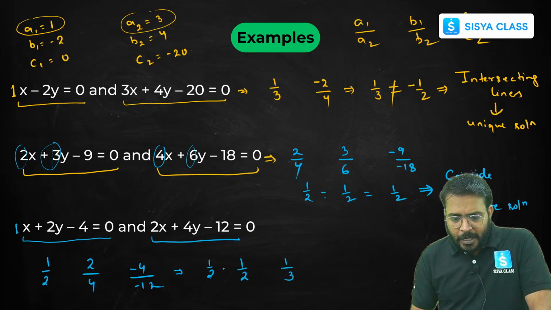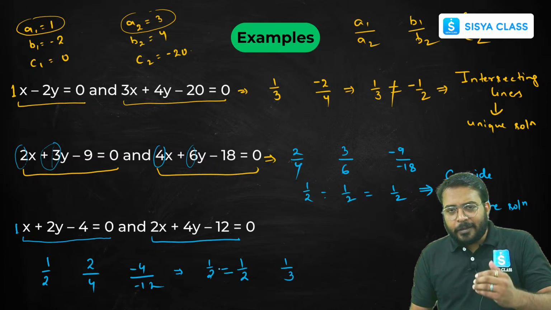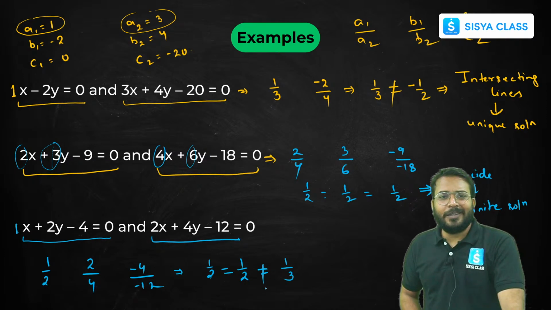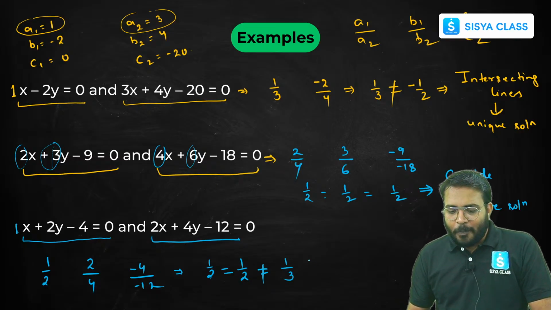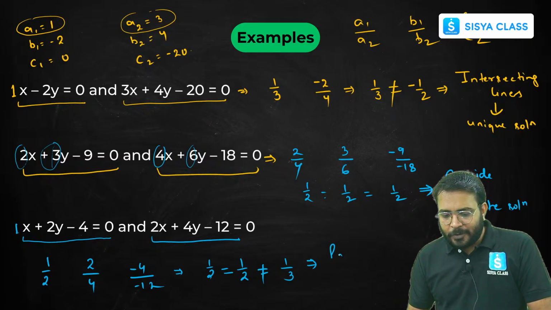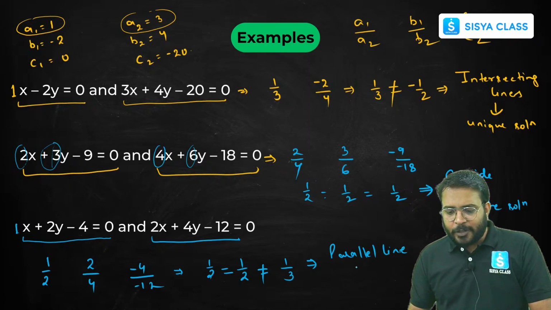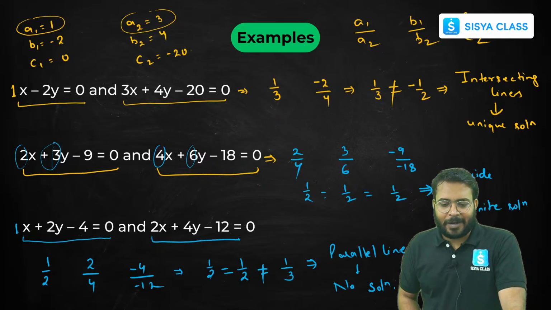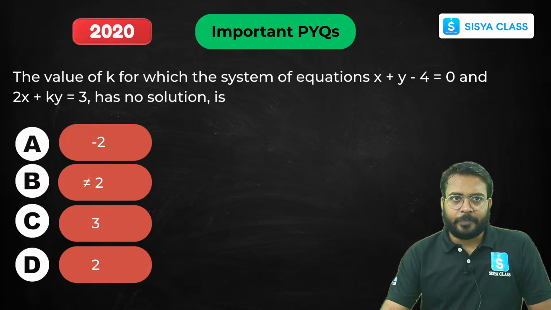Yes or no? That means a1 by a2 is equal to b1 by b2, but it is not equal to c1 by c2. This is the case of parallel lines, and parallel lines mean they are going to have no solution.